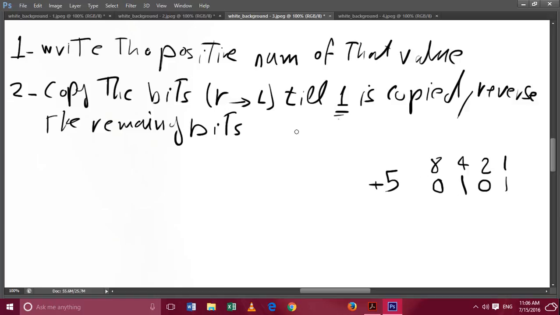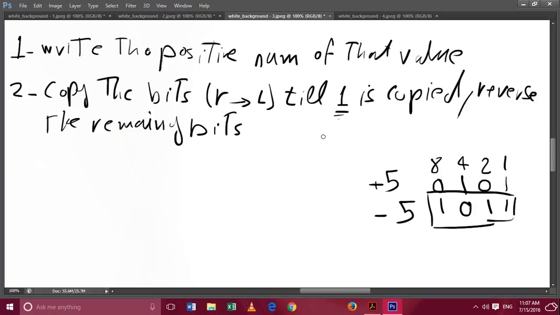And that's how you write +5 normally in the 2's complement binary notation. The second part of the algorithm is to copy the bits from right to left till 1 is copied, and then reverse the rest. So we start from right to left, and we copy the bits exactly till 1 is copied. Fortunately, the first bit here is 1, so we copy this bit down here. And then we reverse, or complement, the remaining bits. So 0 becomes 1, 1 becomes 0, and 0 becomes 1. Voila, there you go. So this is -5 in 2's complement.